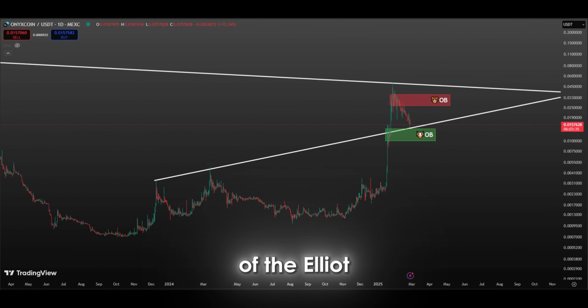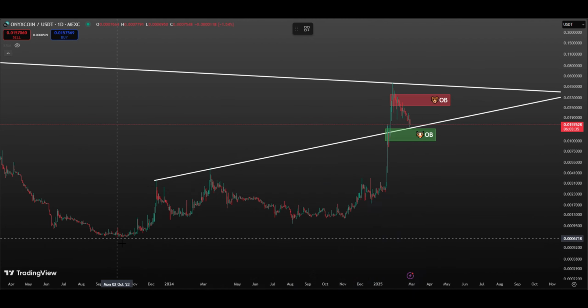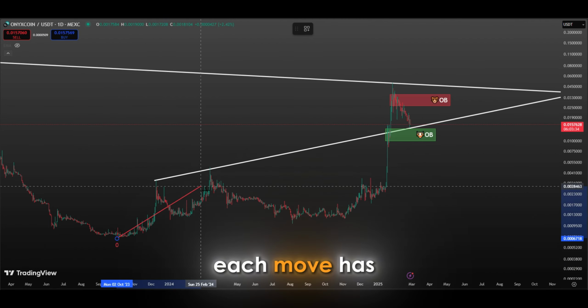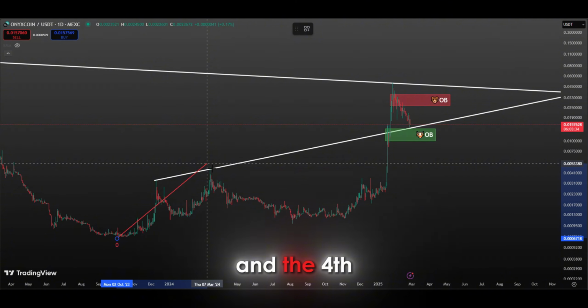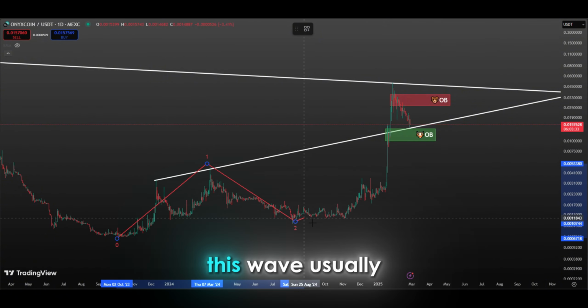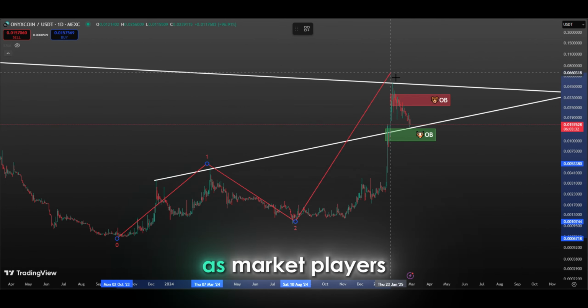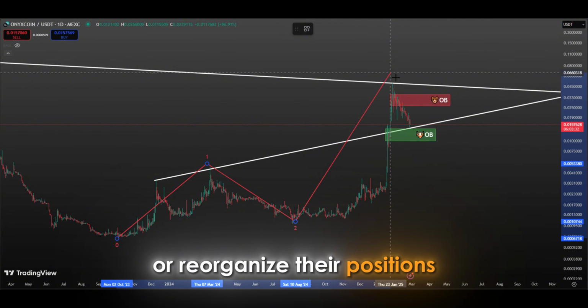In the framework of the Elliott wave theory, we observe that it is currently in the fourth wave. In the Elliott wave structure, each move has a specific sequence, and the fourth wave is usually seen as a consolidation or correction in the market. This wave usually comes after the three previous waves and is formed over a period of time as market players take profits or reorganize their positions.